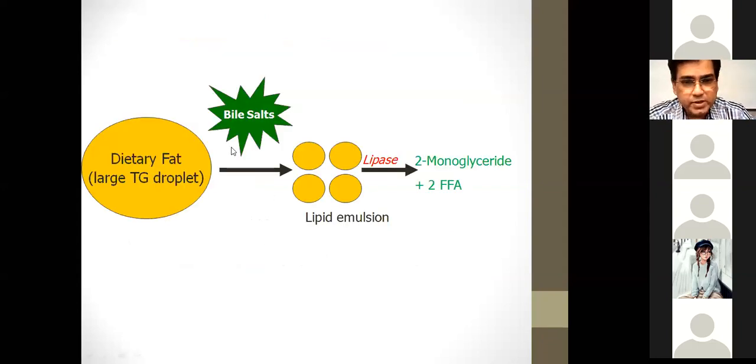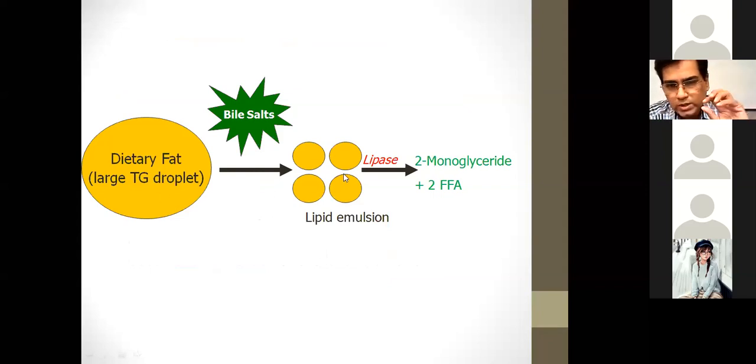The same mechanism in a much simplified manner. You can see the big triglyceride droplet, bile salts come into action and convert it into smaller fat droplets, on which lipases, the pancreatic lipases present in the intestinal lumen, act, and these triglycerides are hydrolyzed or digested into monoglycerides or free fatty acids.